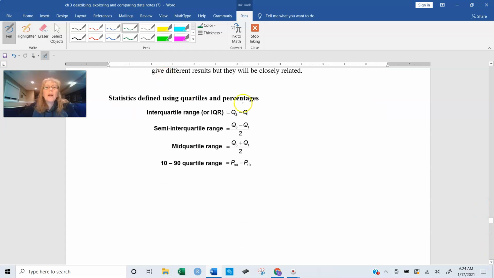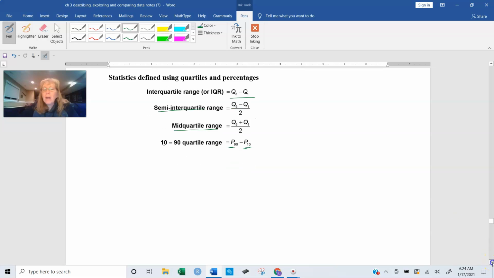The interquartile range is always Q3 minus Q1. The semi-interquartile range is Q3 minus Q1 divided by 2. The mid-quartile range is you add them and divide by 2, which finds the center. And for the range between the 10th and 90th percentiles, you just take the P90 minus P10. It doesn't really matter. All right, here we go.